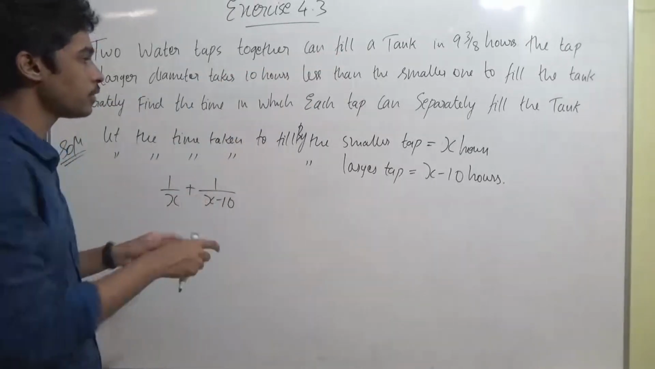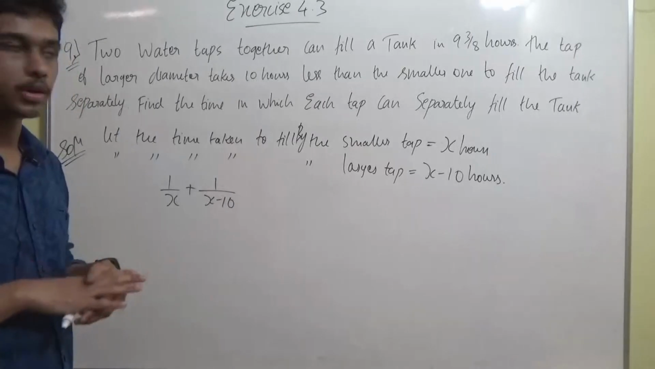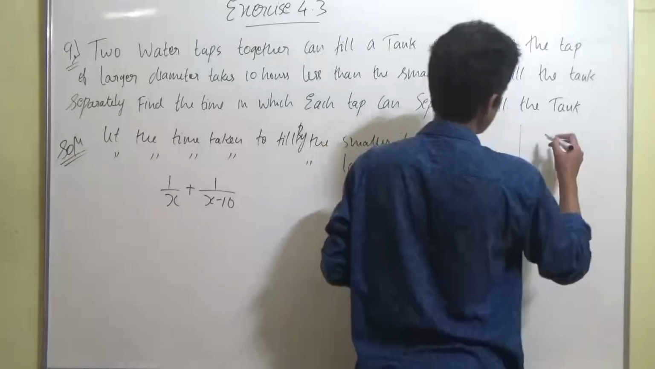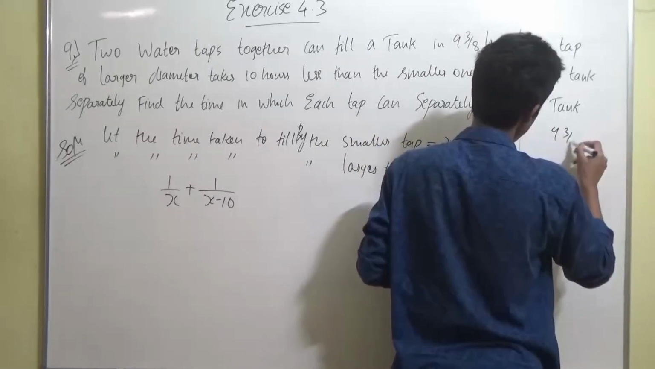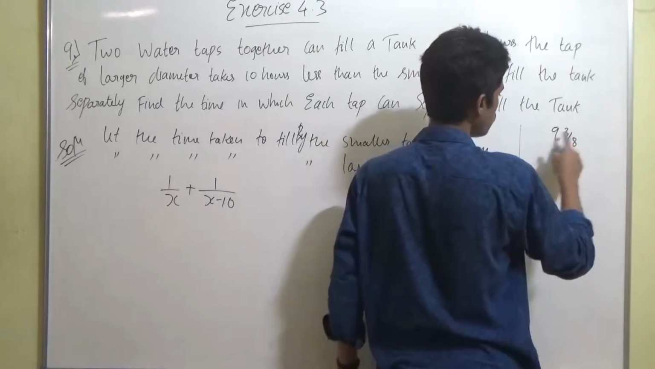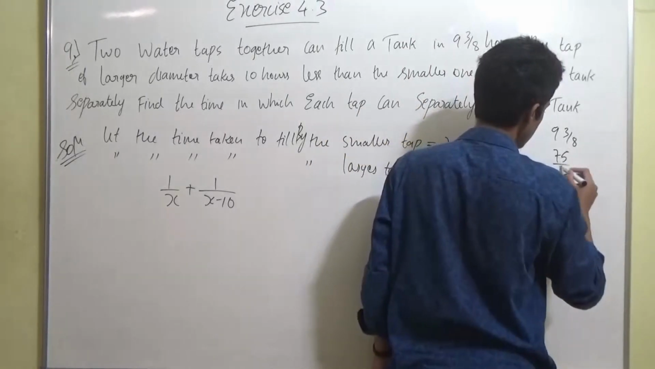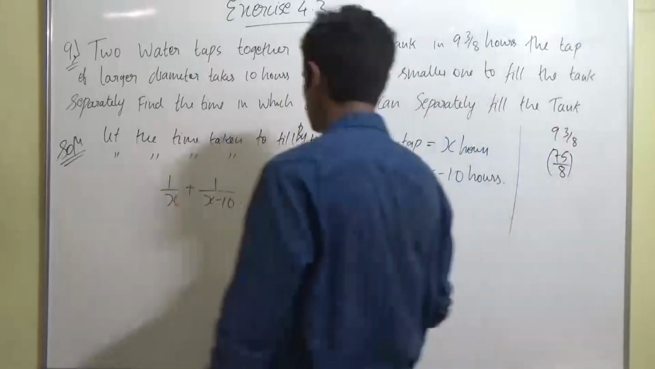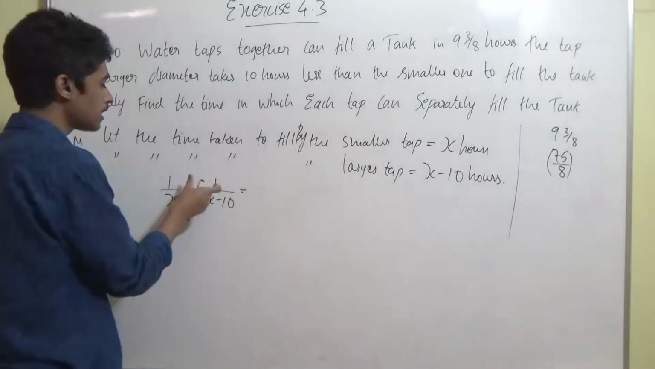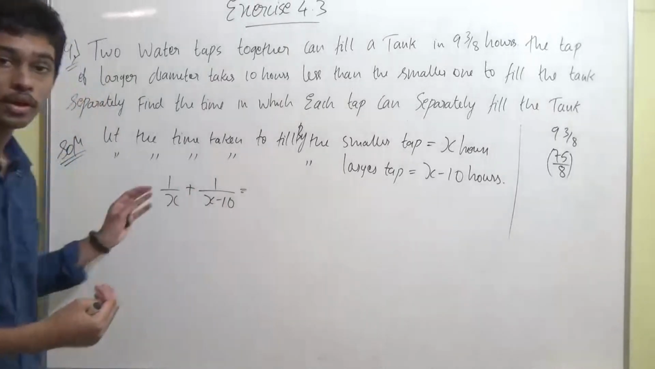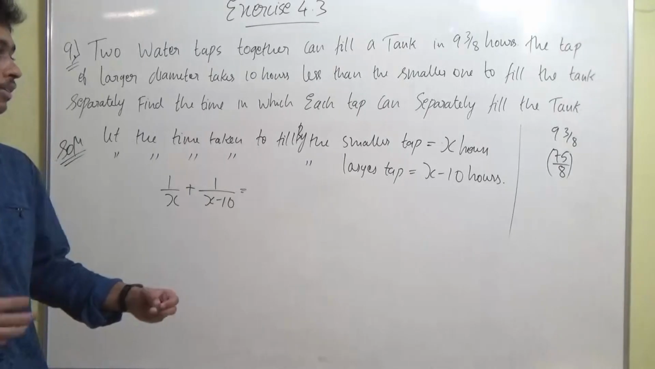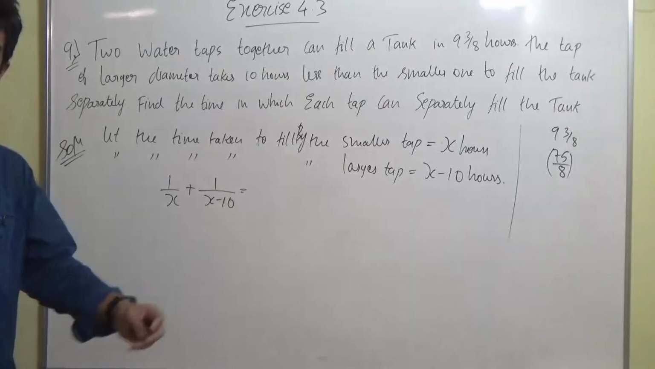Now we are adding it, right? Now it is the case of both taps left together. Now first we will convert it into a proper fraction. It's in mixed fraction form, right? So this will become 8 into 9, 72 plus 3, 75 by 8. Getting it guys? So this will be equal to 1 by 75 by 8, because everything we are taking in reciprocal, right? Because we are taking for 1 hour, not the total time, not the total hours which is required to fill the tank. We are taking in 1 hour.